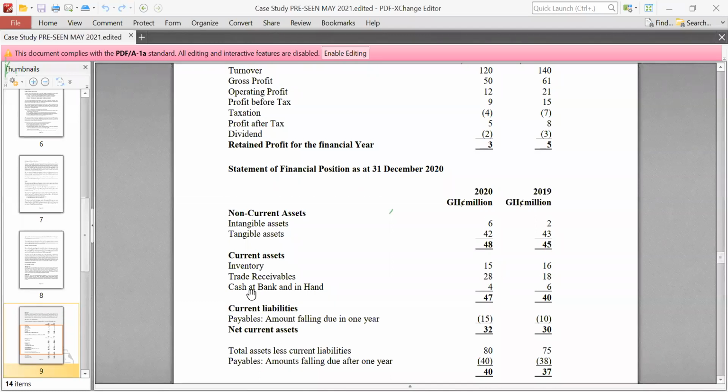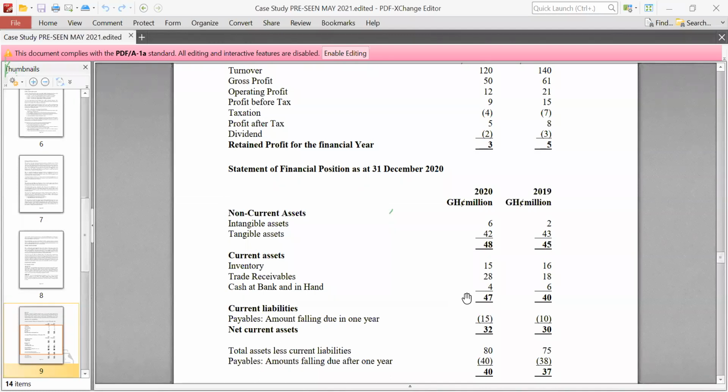You would see that if you go to cash at bank and in hand, the cash at bank and in hand has also declined. At this point, I do not want to say they are having cash problems and all of that.